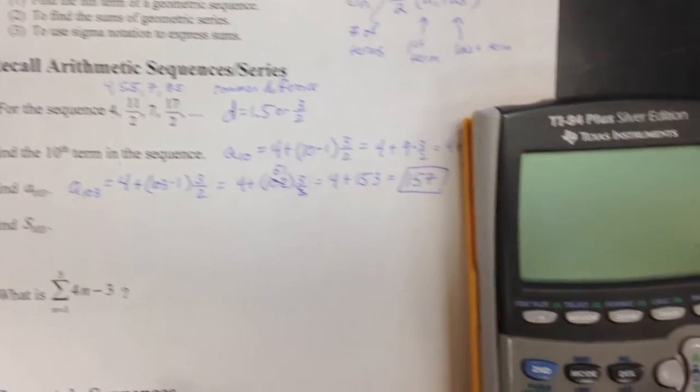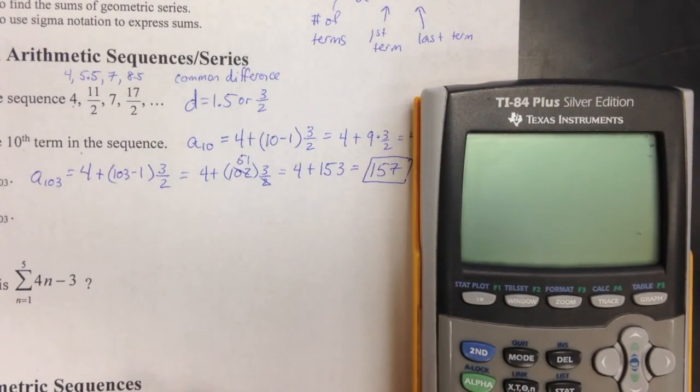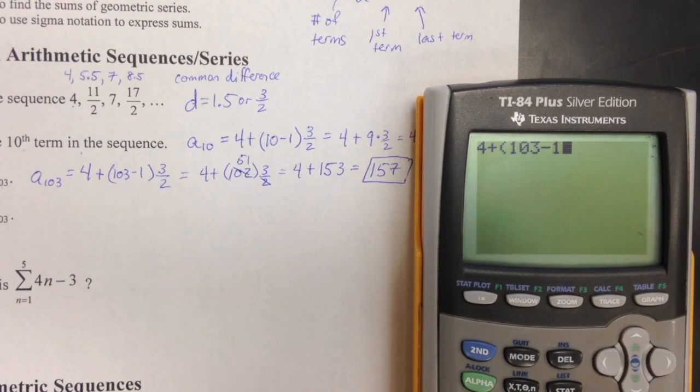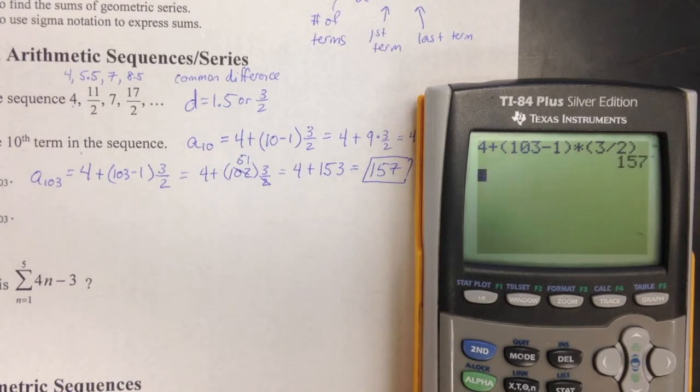Again, if you want to, you can take a calculator, and I could have typed the original expression, 4 plus parentheses 103 minus 1, and then times 3/2. I like to put my fractions in parentheses when I type it, but you don't need to. Equals 157. Okay, so there we go.